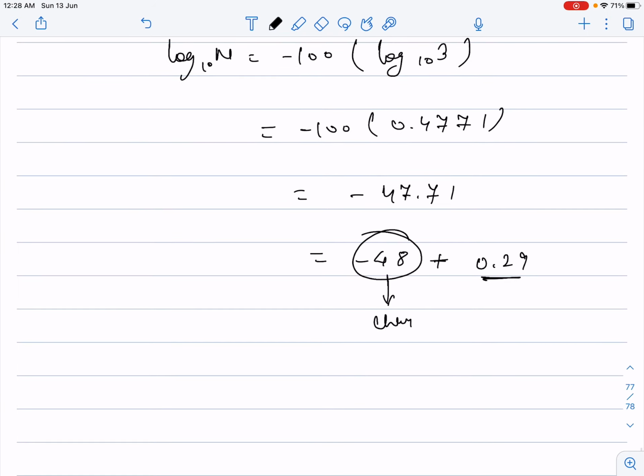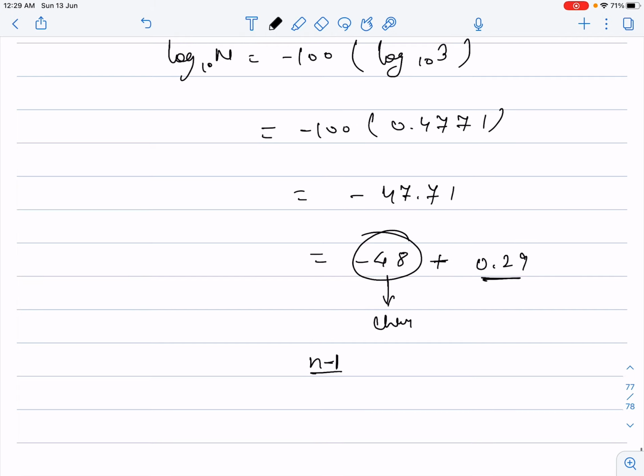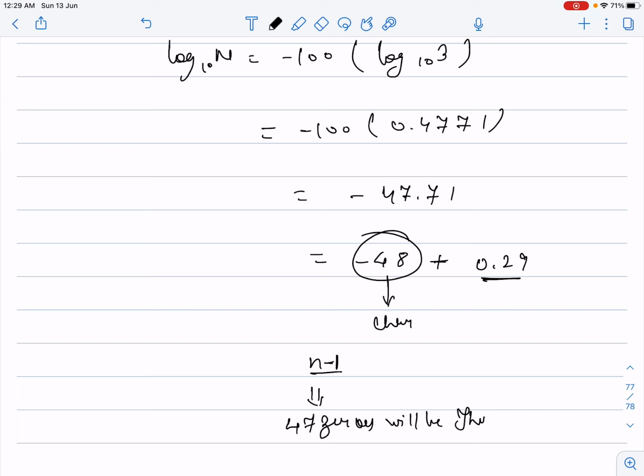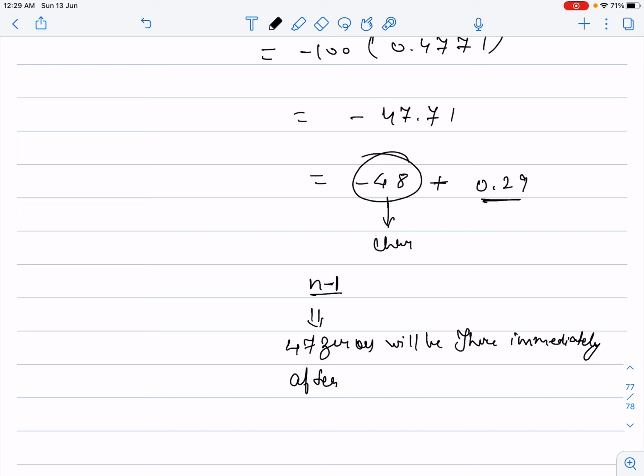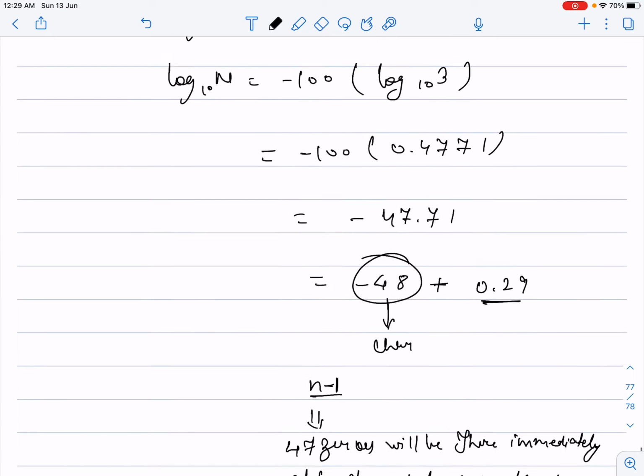Whenever we have characteristic as minus n, so n minus 1 zeros will be there immediately after the decimal point in decimal expansion of capital N. That means 47 zeros will be there immediately after decimal point in decimal expansion of 3 to the power minus 100.